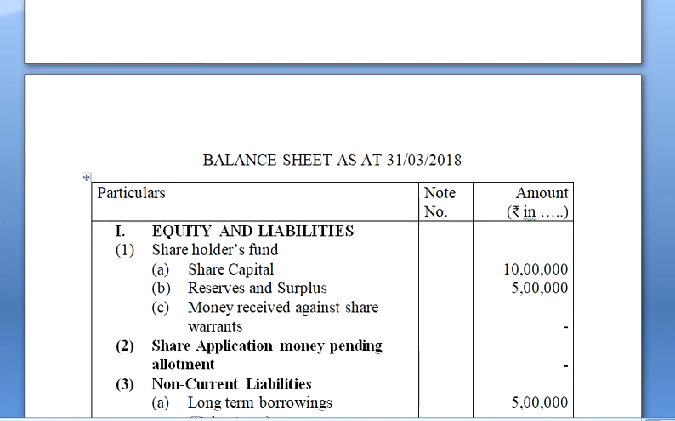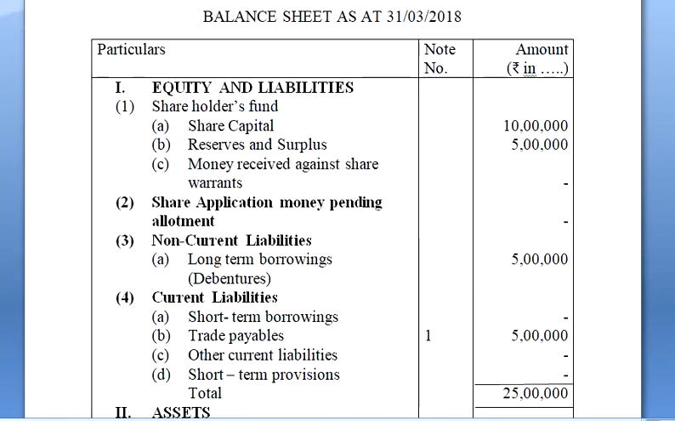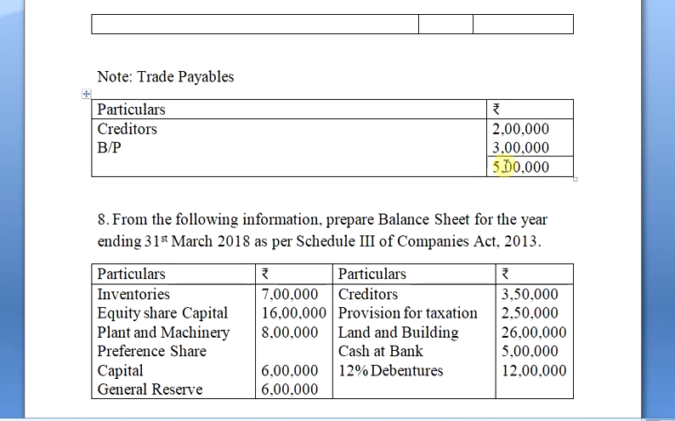Where did we get it in the question? It is given as 10% debentures 5 lakhs. So, directly we have taken 5 lakhs in the long-term borrowings, under the head long-term borrowings of debentures. That is non-current liabilities 5 lakhs. Current liabilities, short-term borrowings is nil. Trade payables 5 lakh is taken. Why are these trade payables 5 lakh? Note number 1 we have shown clearly here. Trade payables include creditors of rupees 2 lakhs and bills payable of rupees 3 lakhs.